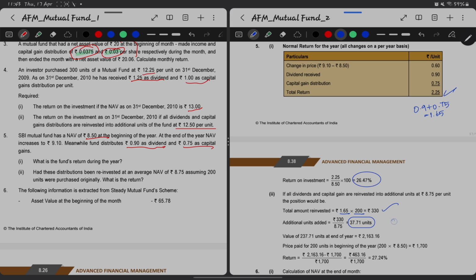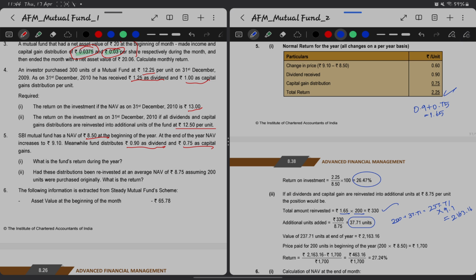So adding this to our existing mutual funds, which will come up to 237.71 units. Now the value of this 237.71 units, as NAV at the year end increases to 9.1 they told. So multiplied by 9.1 will give us 2163.16.